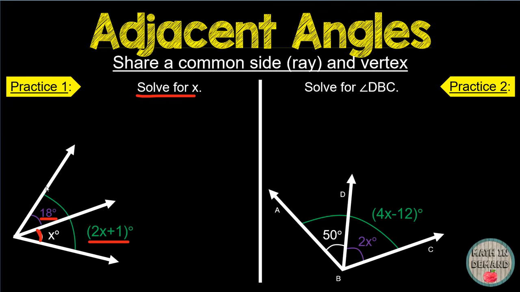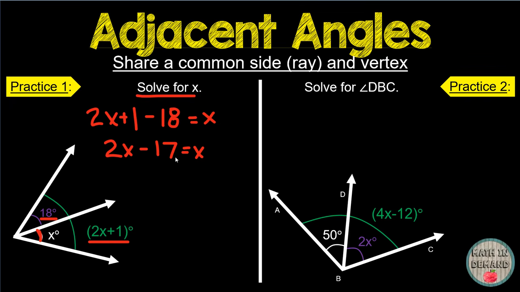I'm going to take the overall, which is 2x plus 1, and subtract 18 degrees. Once I take the overall and subtract the 18, this will give me my x. Before I combine, I'm going to bring down the 2x. Positive 1 minus 18 will give me negative 17. Bring down the equals x.